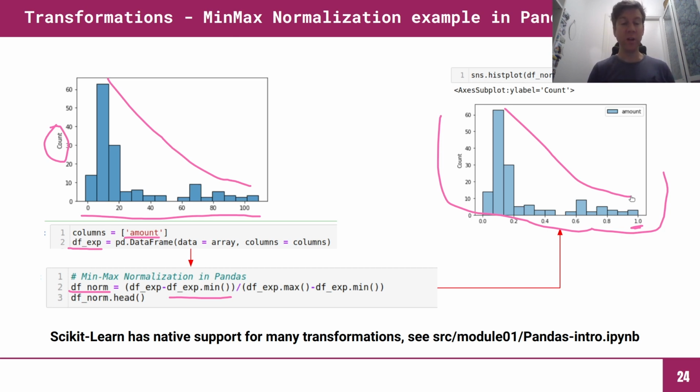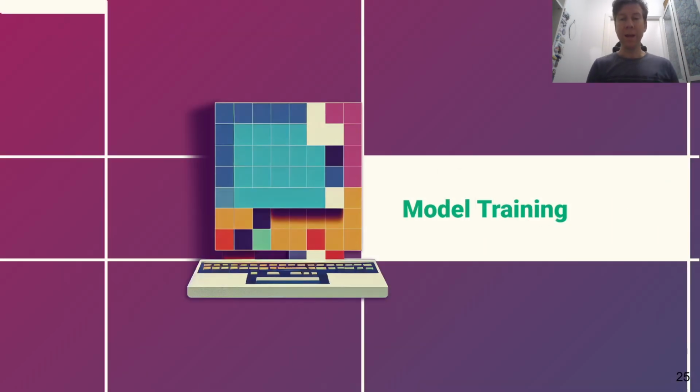So scikit-learn is a very good library with comprehensive support for different types of transformations, and you'll see some examples in the Pandas intro notebook in our GitHub repo. So now we've prepared the features in our Pandas DataFrames, and we want to start training some models with it. What else do we need to do before we start training the models?